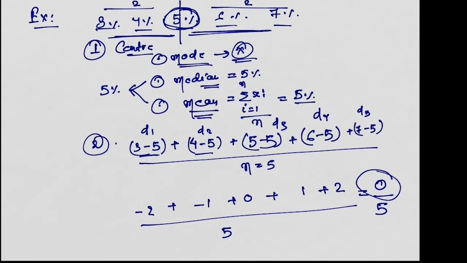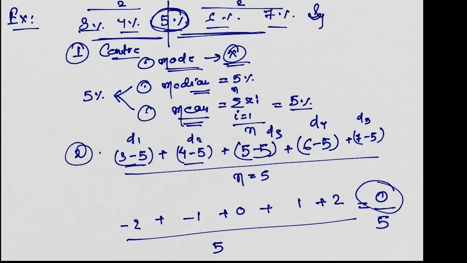Now, this data is symmetric, and that is the reason you are getting the dispersion as 0. If the data would have been 5, 5, 5, 5, 5, then the dispersion would have been 0. Right now, the data is not equal to 5. The data is 3, 4, 5, 6, 7. And the problem is that you are getting the dispersion as 0 because of the symmetricity in the data.